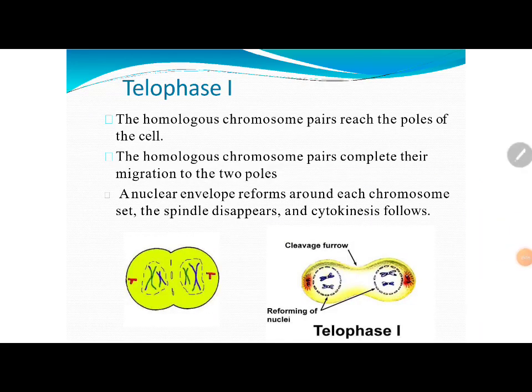In telophase 1, the homologous chromosome pairs reach the poles of the cell. You can see the homologous chromosome pairs complete their migration towards the two poles. A nuclear envelope reforms, you can see the blue dotted line, around each chromosome set. The spindle disappears, you can see it is just lying in the corner, and cytokinesis follows. The cleavage follows.